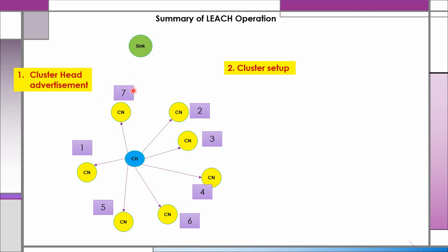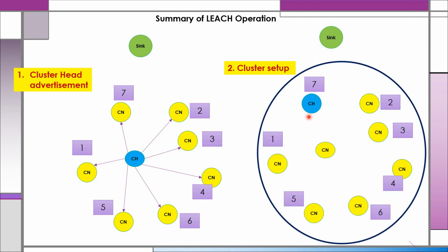The highest energy is available in this particular node, that is 7. So there is a chance for it to become a cluster head, because this particular node has the highest energy. So this node will become the cluster head. Once this node becomes the cluster head, it will form a cluster. It will send an advertisement message to all the nearby nodes within this particular coverage area.